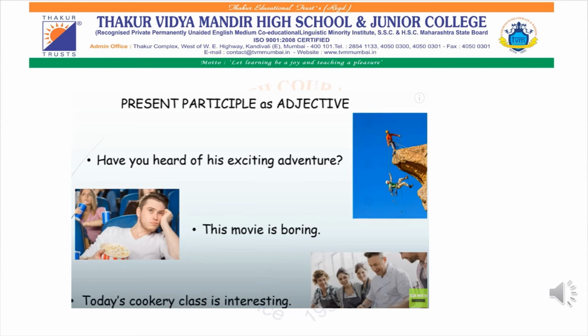Today's cookery class is interesting. How was the class? It was very interesting. So interesting over here is the main verb. Ask the question: how was the class? It was very interesting. It is telling more about the noun, the cookery class. So we see that in a particular sentence, if a main verb is telling more about a noun, then that sentence is a participle.